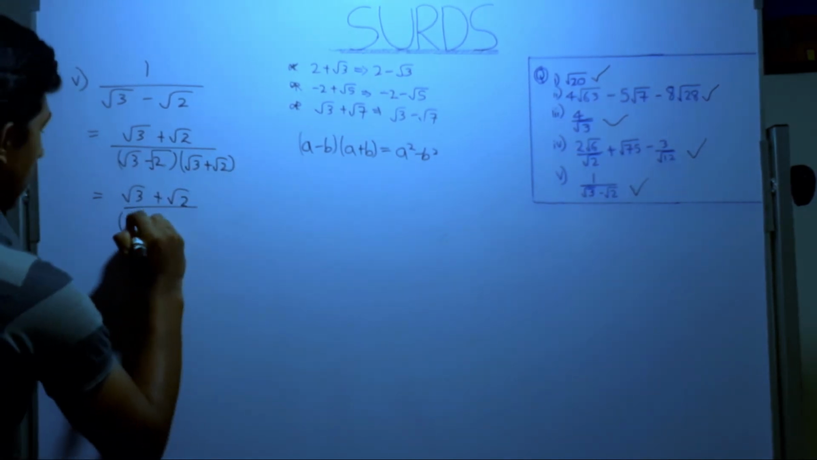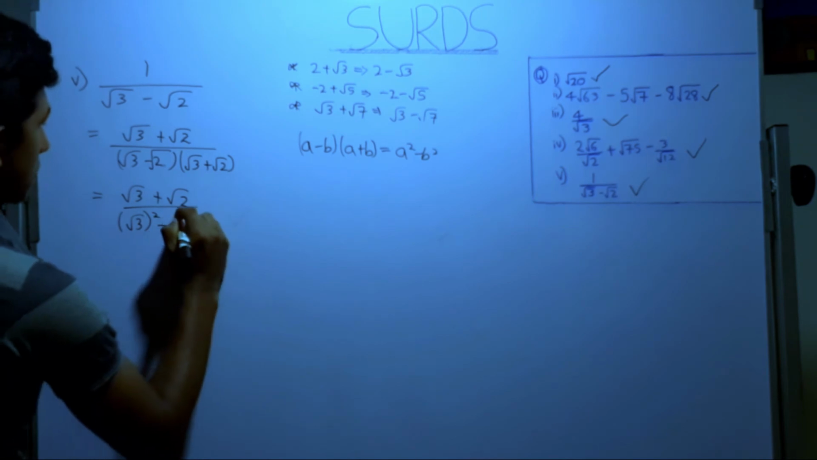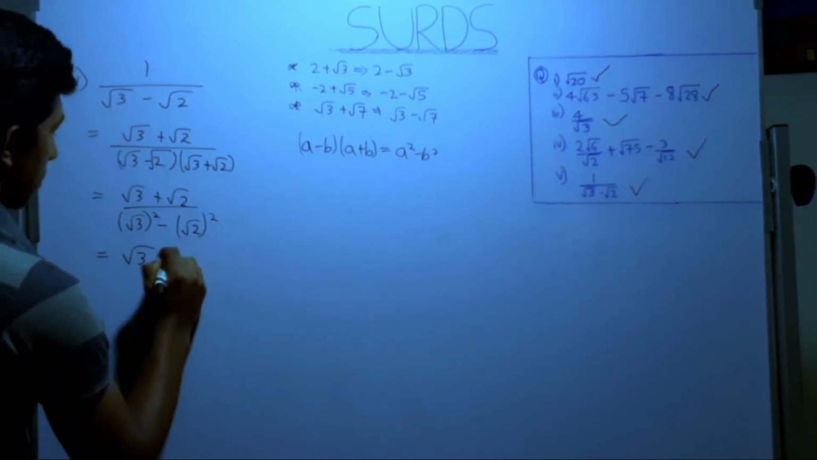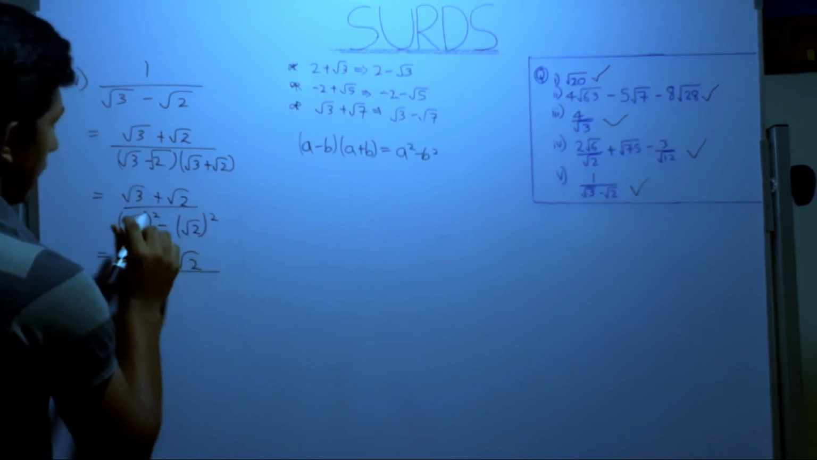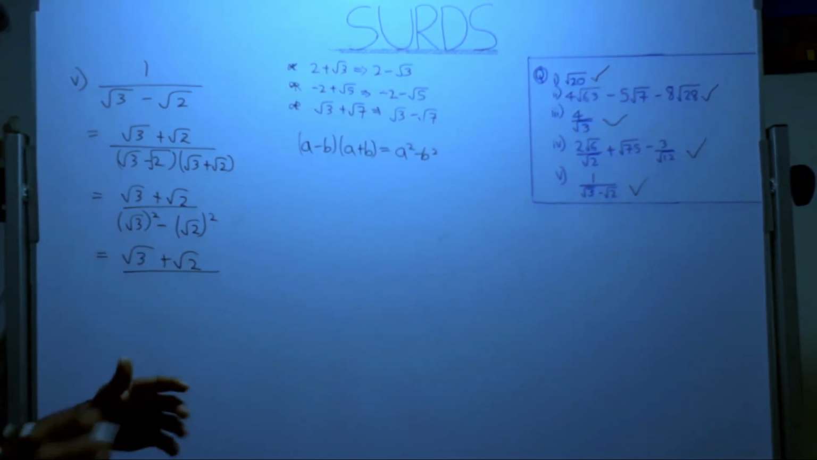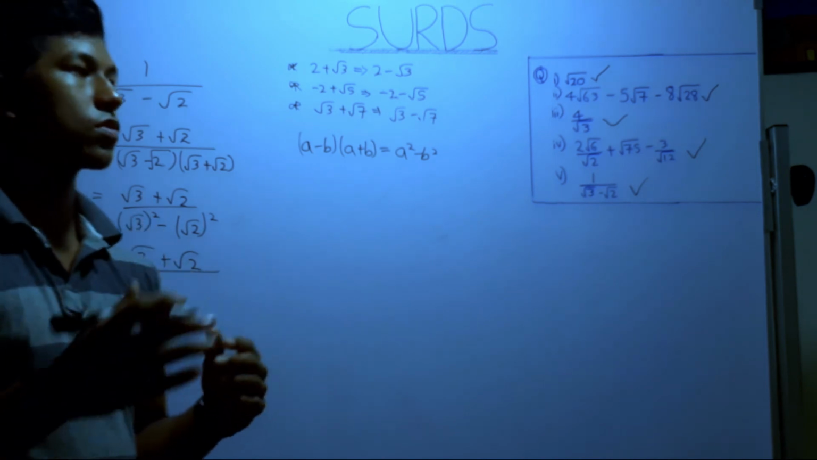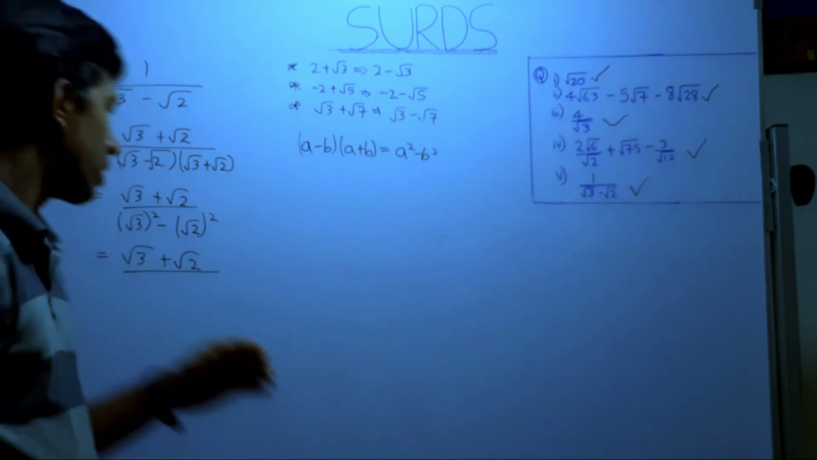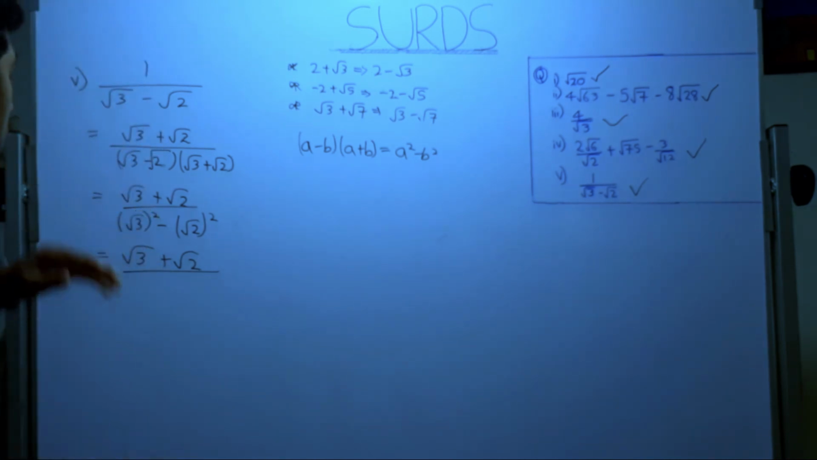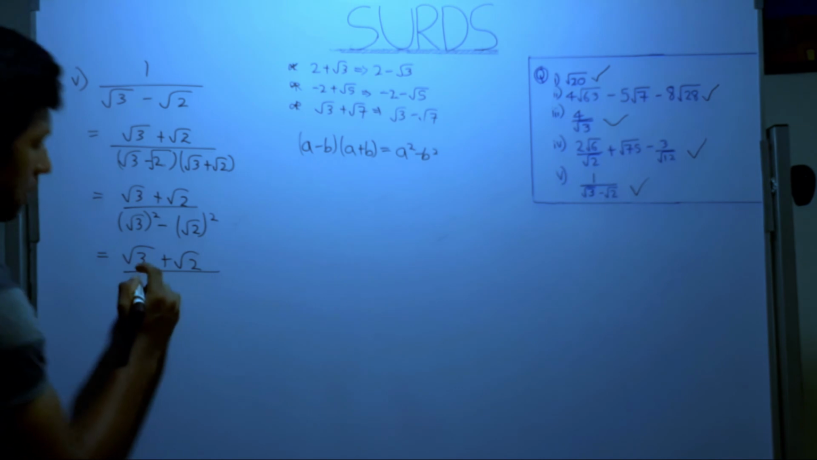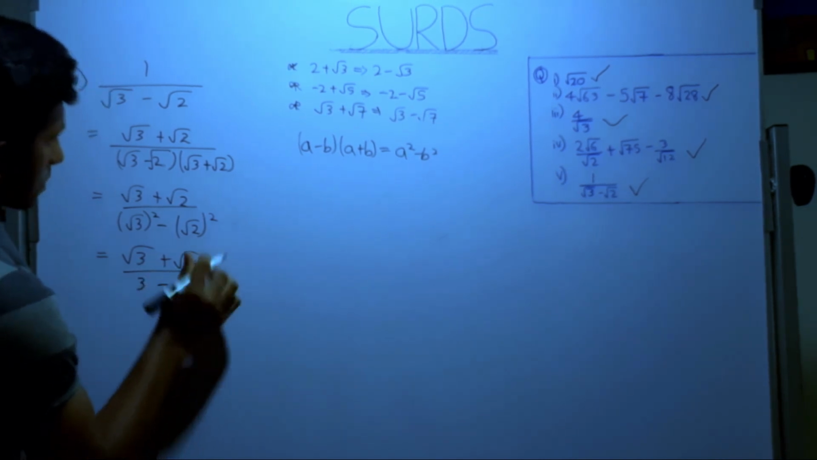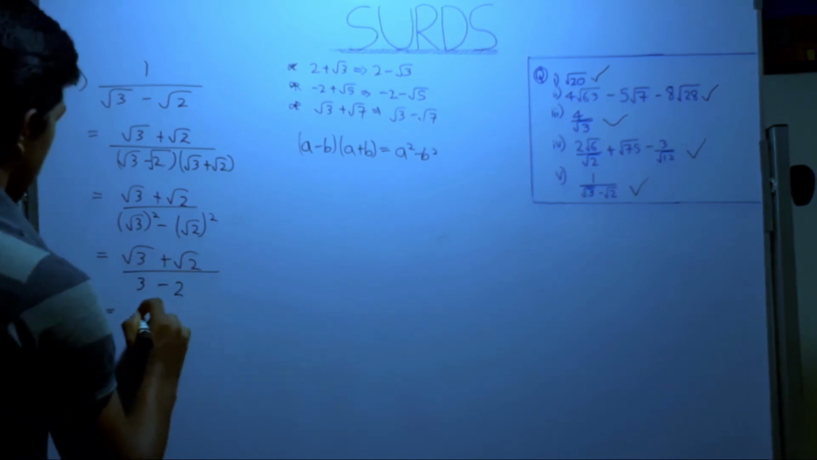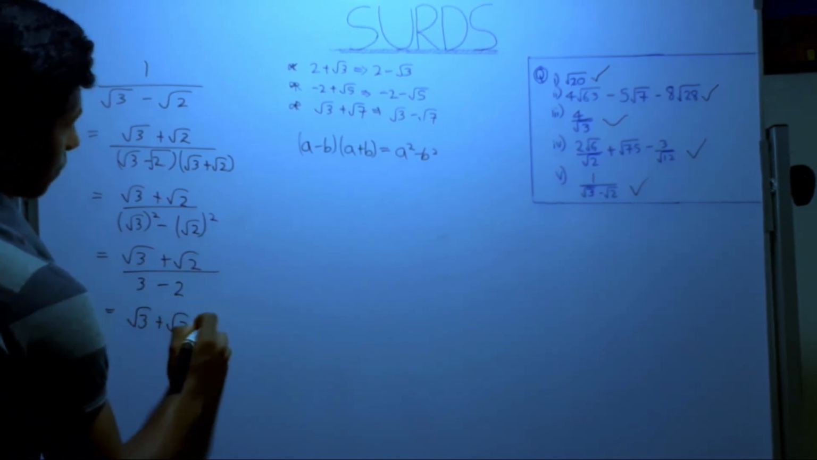So this is going to be root 3 squared minus root 2 squared. So we're going to end up with root 3 plus root 2 divided by root 3 squared, which is going to be 3 itself, since root 3 into root 3 is going to be root 9, and root 9 is equal to 3. So basically if you have a surd of a number squared, it's going to end up with the same number. So 3 minus 2 is going to be 1. So this part is equal to 1. So we end up with root 3 plus root 2.